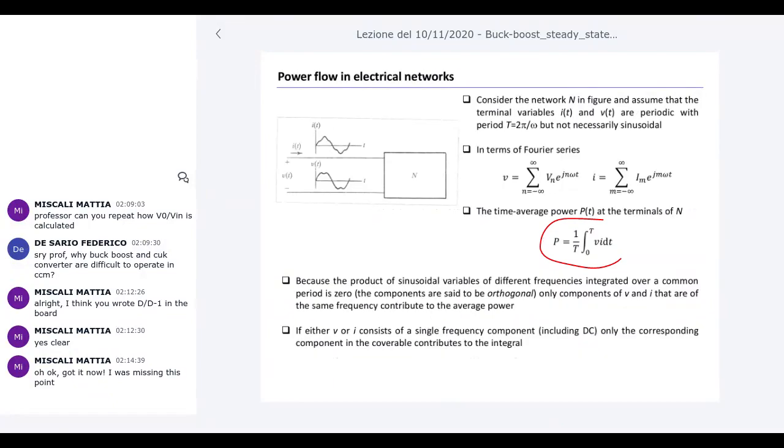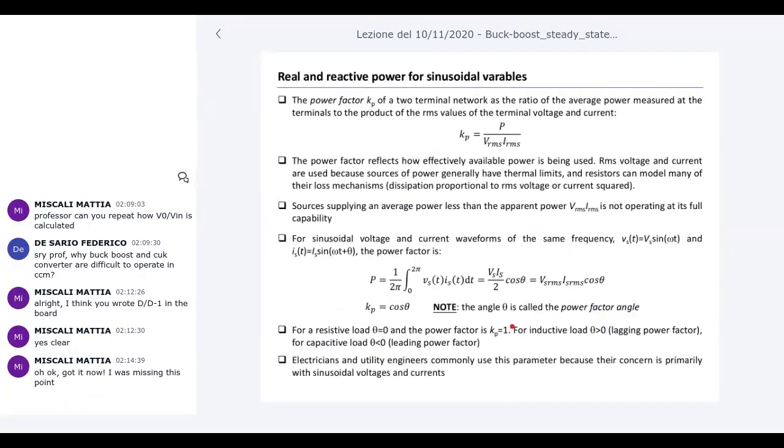Okay, we can continue Friday, because if I start now, I would have to continue. But we can start from this basic concept, okay? When one of the two variables is just one single frequency component, DC or a specific frequency, then the power is not null for the component of the other variable that has the same frequency, okay? From this point, we can start Friday morning at 10 a.m. to end this part, okay?